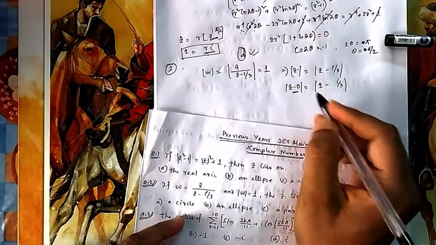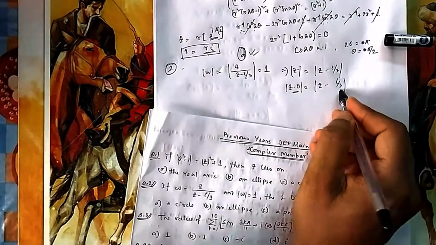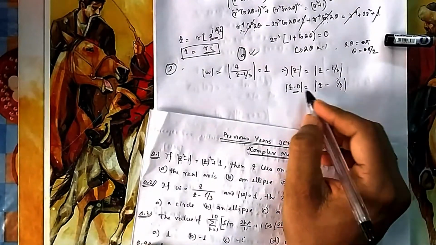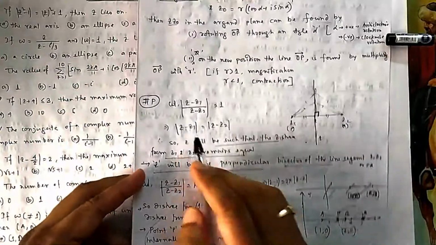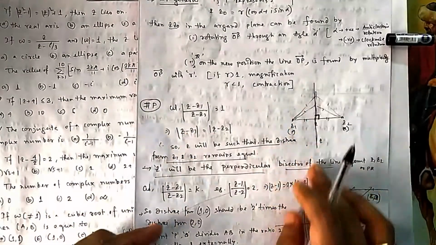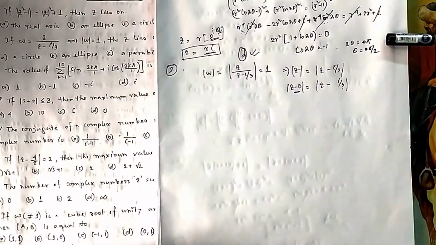So what does it mean? The distance from 0 and the distance from i by 3 is the same. So how will z go? One case we discussed, I think it was case F, if you can remember. Distance from 2 points are equal, therefore it will be a perpendicular bisector.